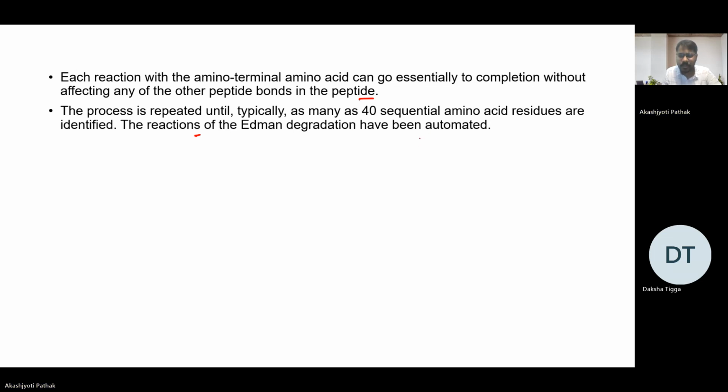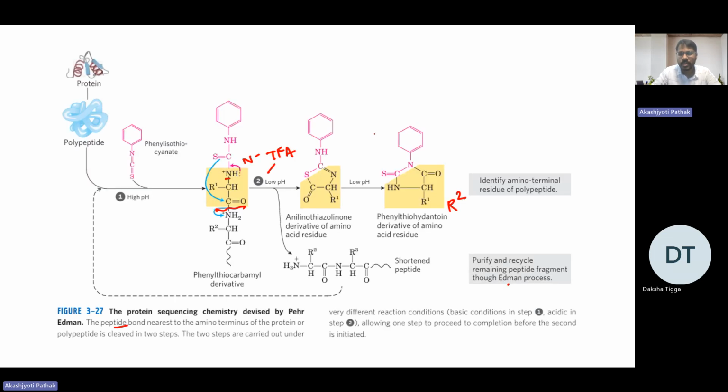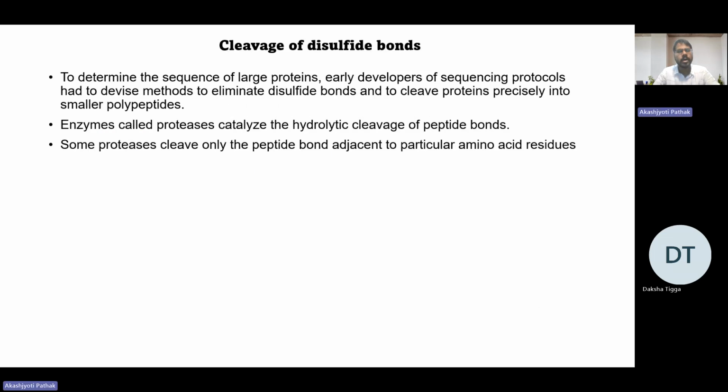Okay. So one by one, what will happen? There will be 40 such cycles, and 40 such cycles will give you 40 different amino acid residues one by one, and this can be sequenced. So there are methods by which you can identify the amino terminal residue of the polypeptide. Now there are certain proteins which have disulfide bonds.